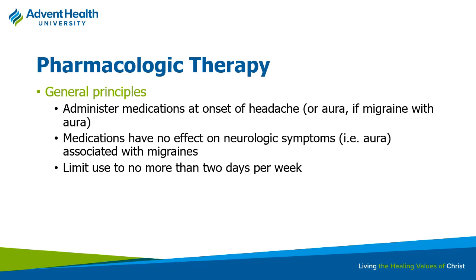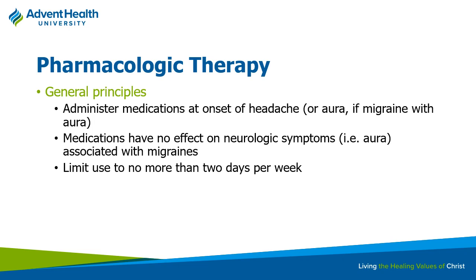But anyway, general principles here. We want to administer medications at the onset of the headache. If they have an aura beforehand, that's perfect, because then you can treat it before the headache actually starts. That can always be a good thing. A lot of people don't have an aura, so you can't necessarily do that. You'll find that the medications don't do anything for the aura itself. So if they're going to have an aura, they're just going to have it. You just know that. But if it can hopefully abort the migraine before it starts, it's always going to be a good idea from that standpoint.